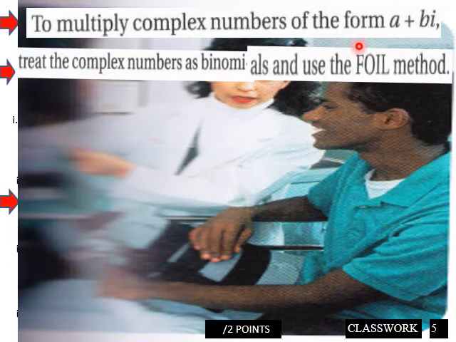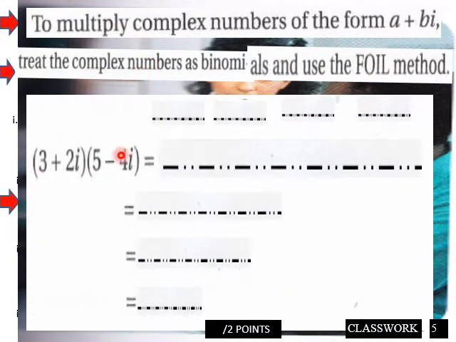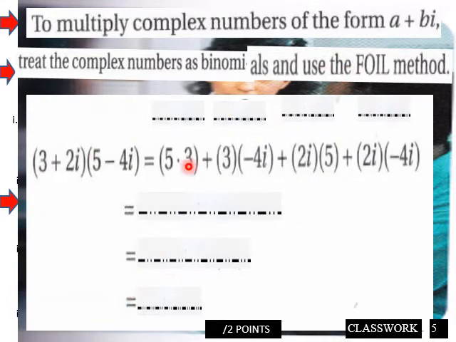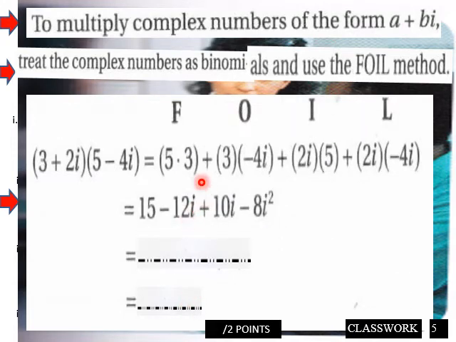To multiply complex numbers of the form a plus bi, treat the complex numbers as binomials, and then use the FOIL method. We have this statement here, and that's going to be FOILed: first, outer, inner, last. Once we have this factored out, we can multiply out and put them in this fashion: 15 minus 12i plus 10i minus 8i squared.